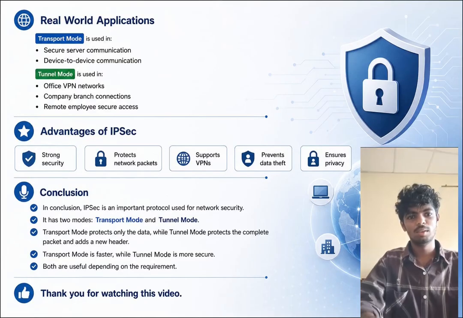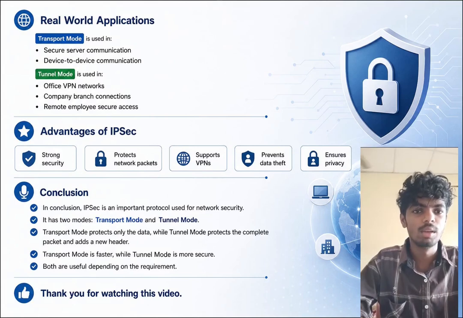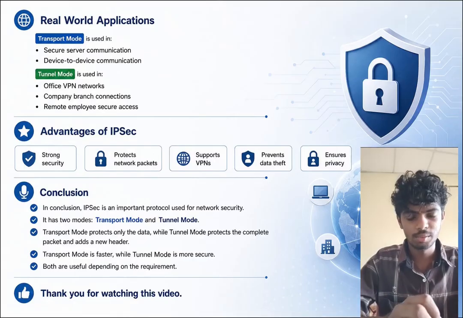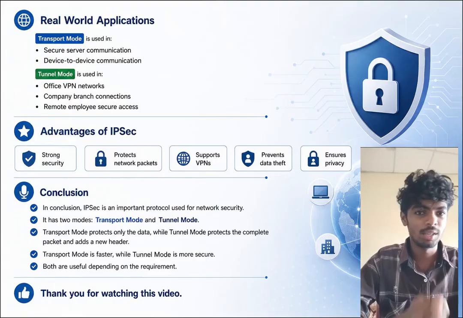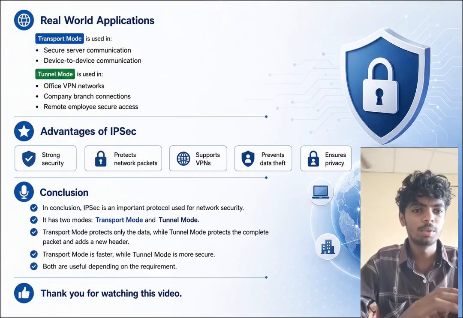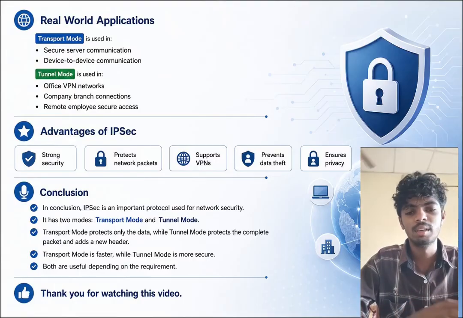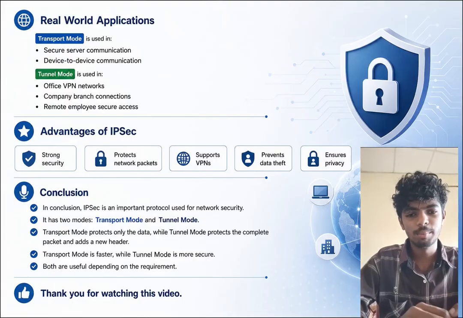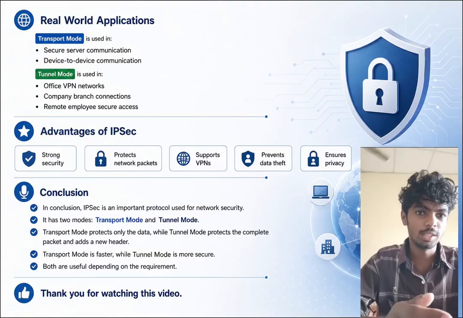So good morning. I will talk about IPSec. IPSec is a widely used modern network protocol which provides secure communication over the internet. We use this to browse the internet and other stuff. It helps to protect sensitive information from hackers and unauthorized access. So IPSec mainly has two modes. One is transfer mode and the other one is tunnel mode.